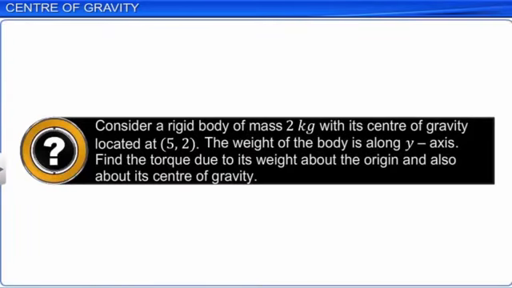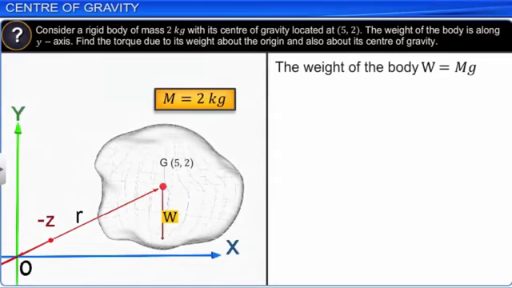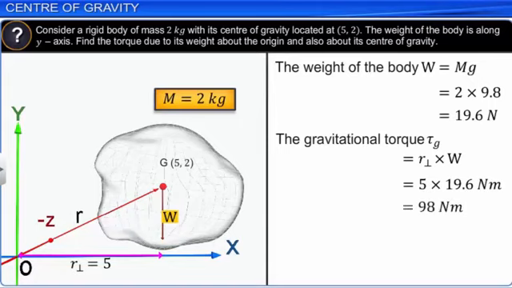For example, consider a rigid body of mass 2 kg with its center of gravity located at (5, 2). If the weight of the body is along the y-axis, find the torque due to its weight about the origin and also about its center of gravity. The weight of the body W is equal to mg is equal to 2 into 9.8 is equal to 19.6 Newton. The gravitational torque tau g is equal to R perpendicular into W is equal to 5 into 19.6 Newton meter is equal to 98 Newton meter and acts perpendicular to the plane of the paper and passes into it.